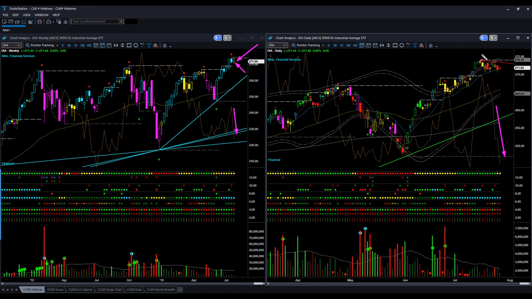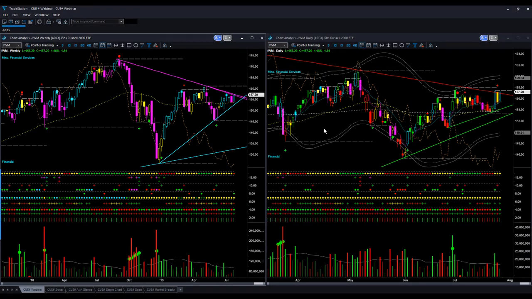In the daily chart, instead of having any memory support line, we have a memory resistance line, showing that it is starting to topple over. It is still in an uptrend. However, if the market goes down, it seems that DIA will give better shorting opportunity than SPY and QQQ.